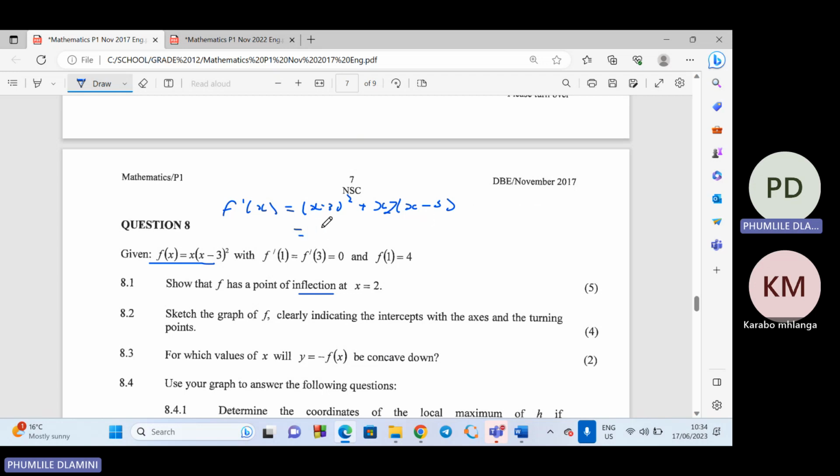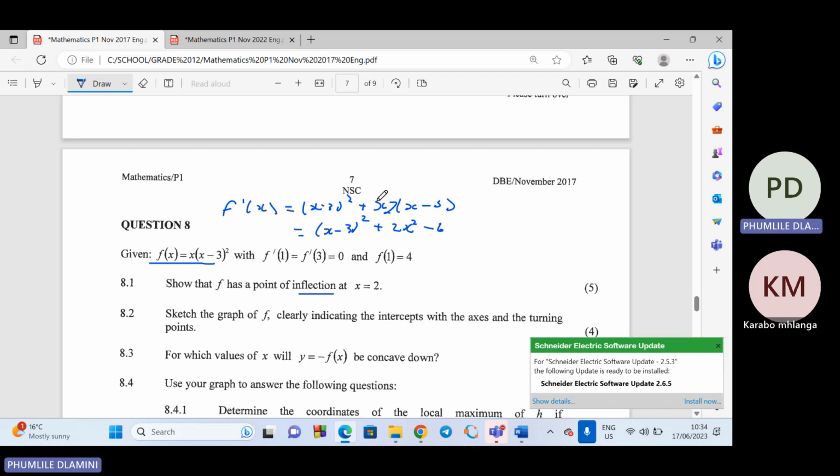So this answer now here is going to be x minus 3 squared plus 2x. This 2x here, if we multiply 2x times x minus 3, you'll see that we're going to have 2x squared minus 6x, because 2x times 3 is 6x. So you can still rewrite this as, we can change this one to be x squared minus 6x plus 9, and then plus 2x squared minus 6x.